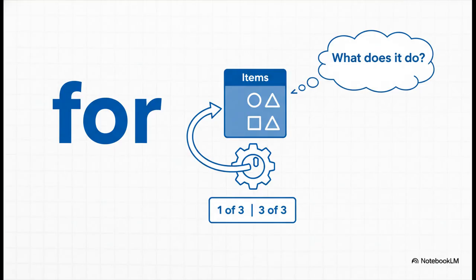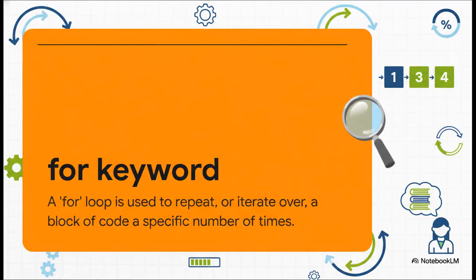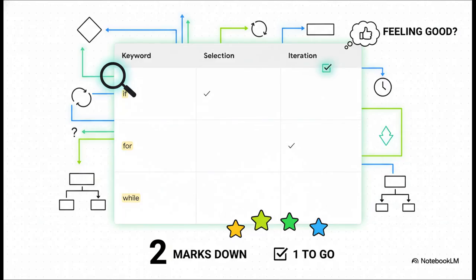All right, next up, for. Just take a second and think about when you've used a for loop in your own code. What was its main job? A for loop is like the engine of repetition, especially when you know exactly how many times you need to do something. Like, print this message 10 times, or go through every single name in this list. That's a classic job for a for loop. It's all about repeating, which puts it squarely in the iteration category. And you'd be absolutely right. The tick for for goes straight under iteration. Bam! That's 2 marks down, just 1 left. We're on a roll now.